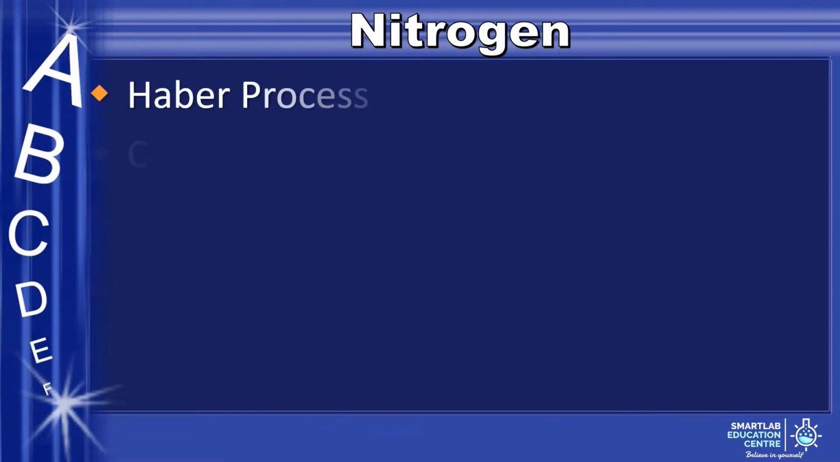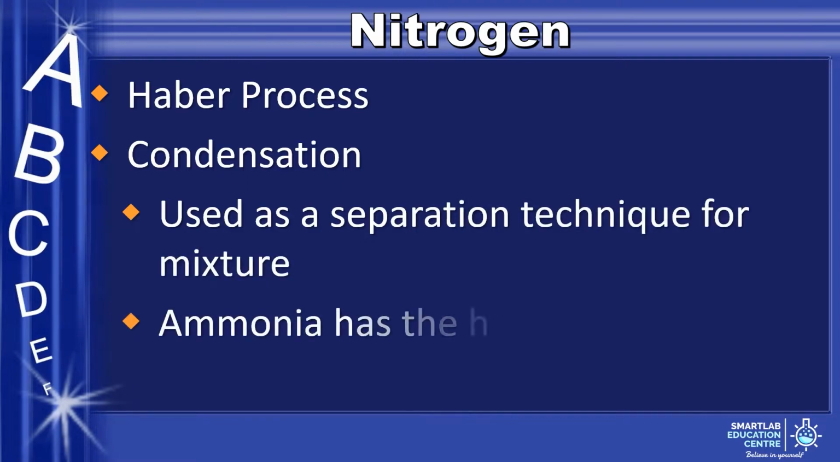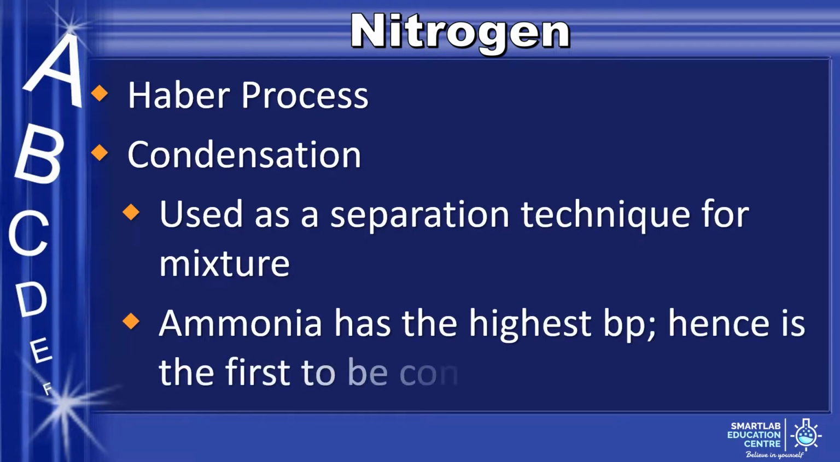In the Haber process, condensation is used as a separation technique for the mixture, and since ammonia has the highest boiling point, it is the first to be condensed.